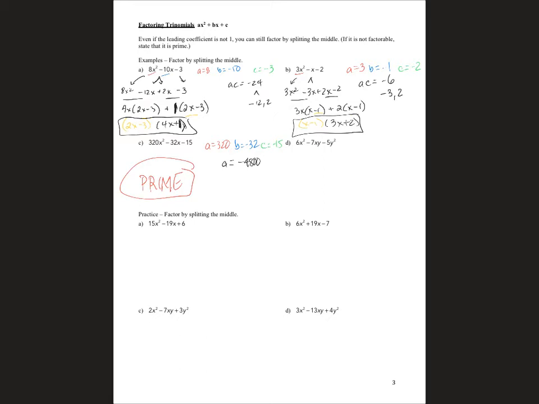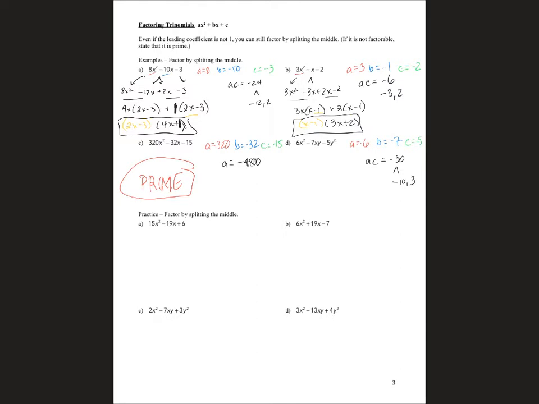Okay, next one. Ooh, two variables. So we have to be careful how we're doing this. We have to make sure when we split the middle that we are actually bringing down the correct variable-based factors. So A is 6. B is -7. C is -5. AC is -30. Two numbers that multiply to give us -30, but add to give us -7: -10 and 3.